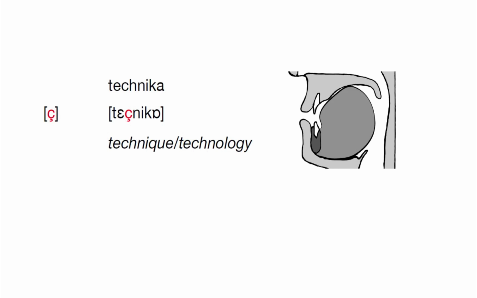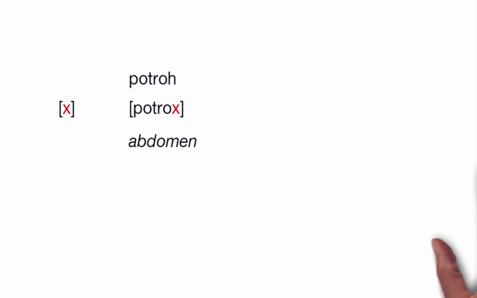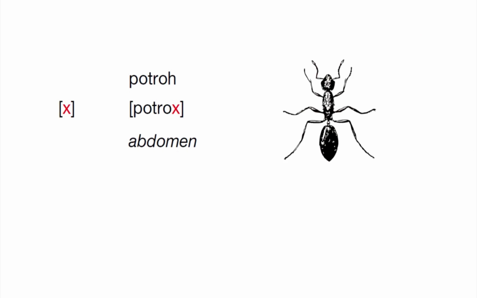Technika. This sound shows up when you get an H that comes after a front vowel like E or E. Our next version of H is h, as in potro. This vowel shows up when you have an H that comes after a back vowel like U or O.